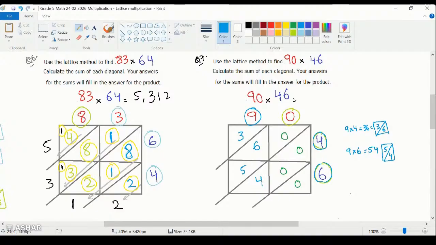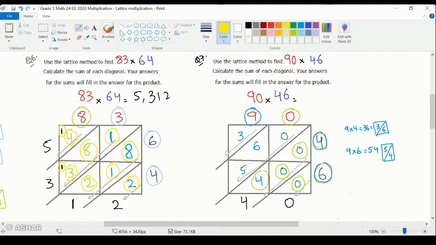Agreed? Now what we need to do is add the diagonals. The diagonal of this, the diagonal of this, and the diagonal of this. In this diagonal, we only have a single number, that is 0. So we simply write 0. The next diagonal we had 0 plus 0 plus 4. That would be 4.